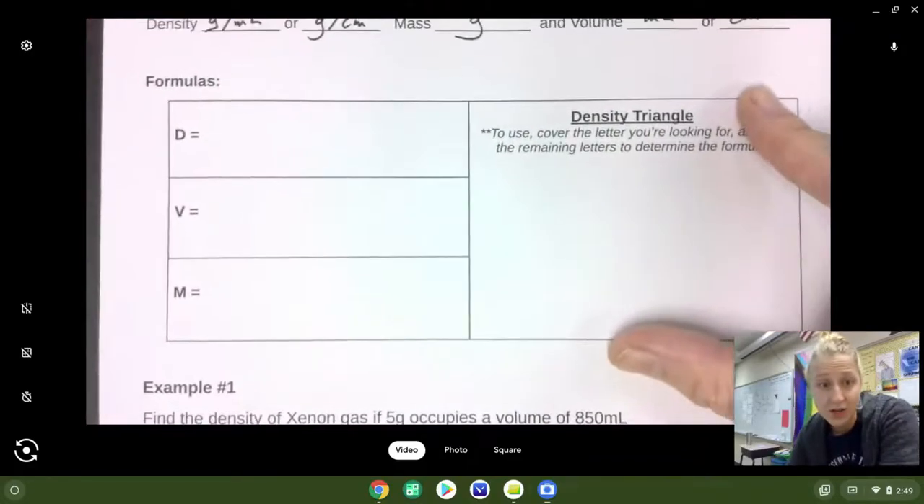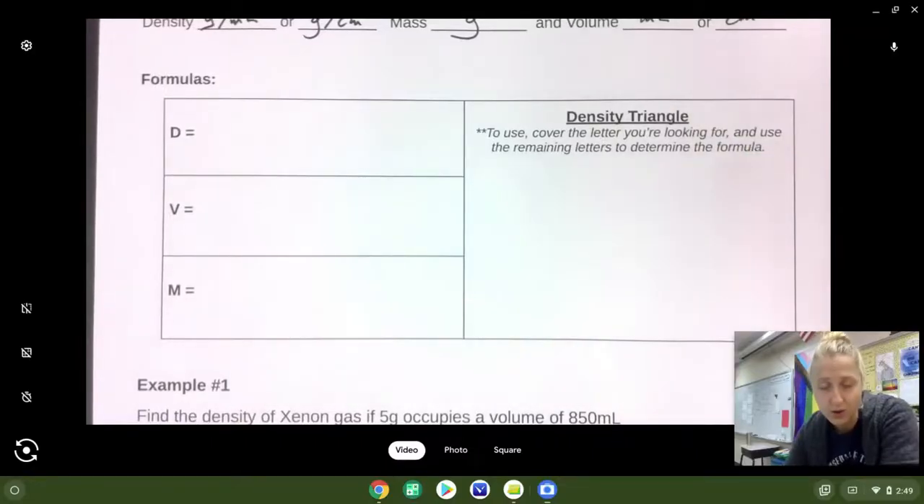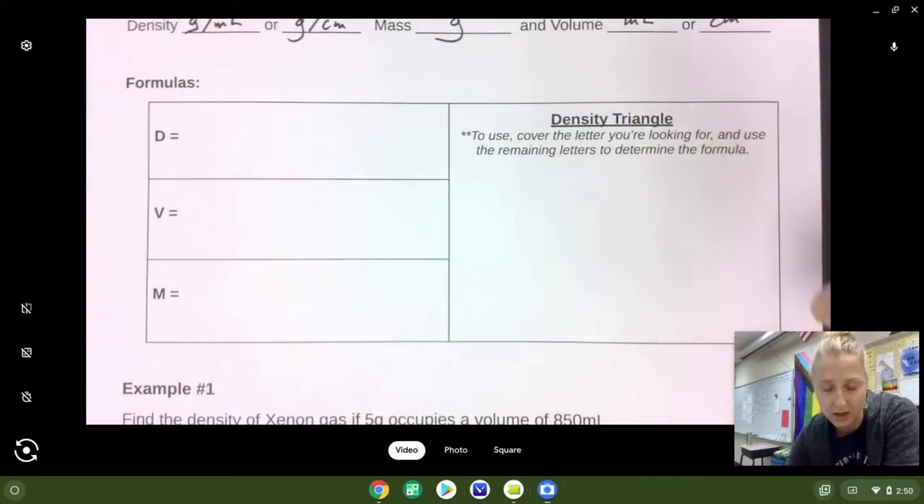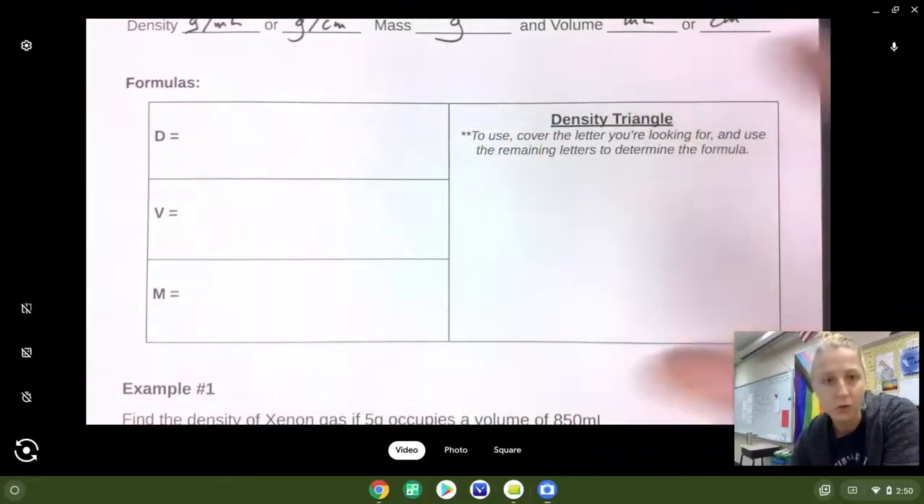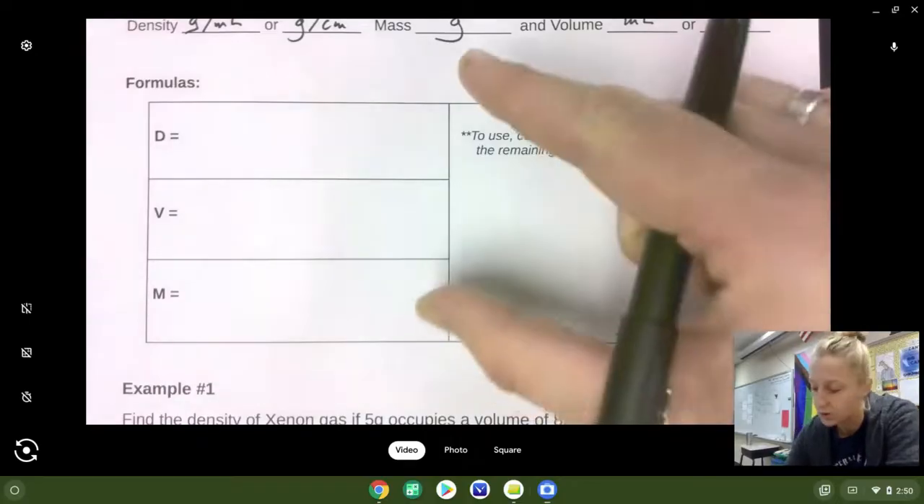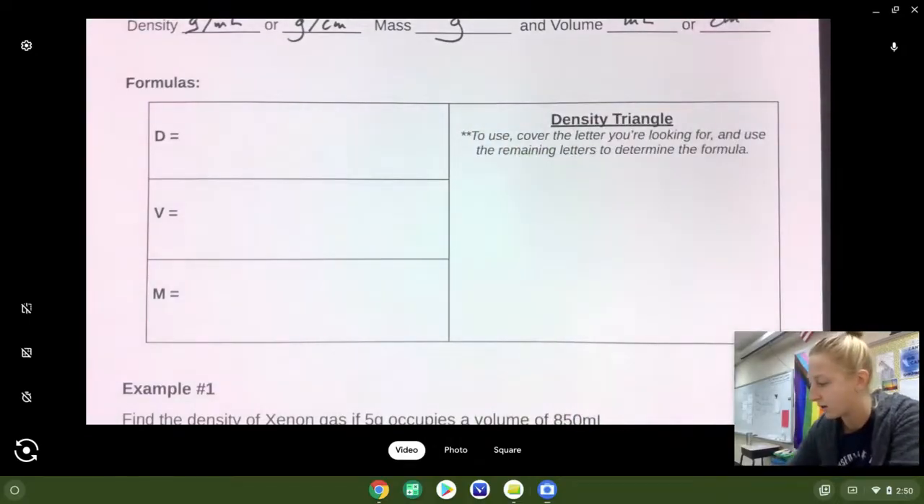Okay, so next we need to talk about some formulas. So you could memorize these 3 formulas, or you can use this density triangle, and we'll talk about how to use that in a minute. I prefer the density triangle method, but if you are using the 3 formulas, here they are, I'll give you all of them.